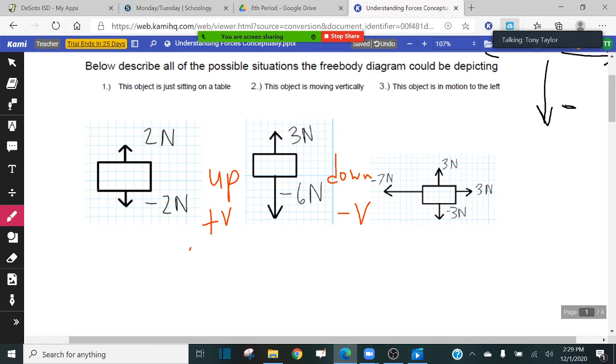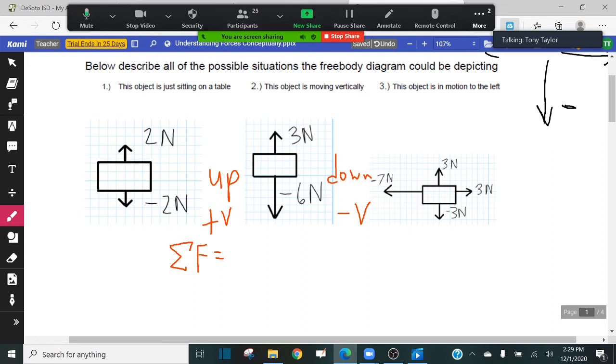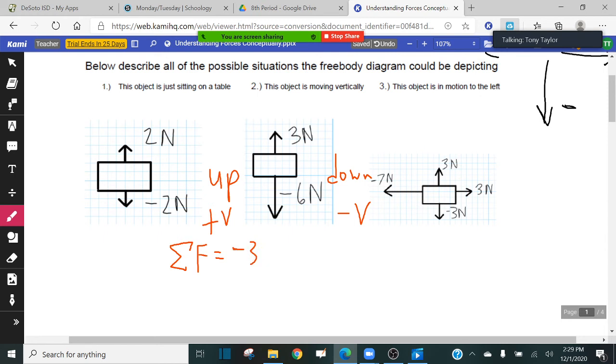So what is the sum of the forces here? Can someone tell me the sum of the forces acting on number 2? Yes, thank you, Isaiah. Thank you, Jaden. And it's -3 newtons. Right. So -3 newtons.